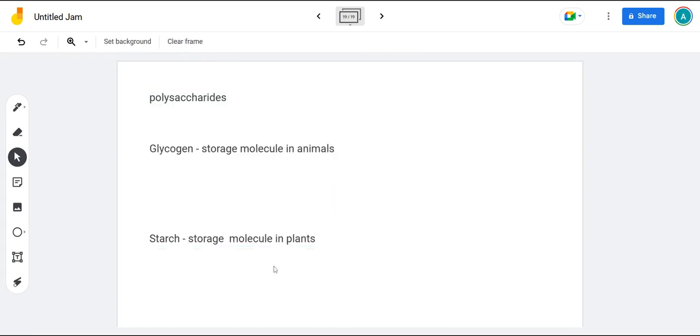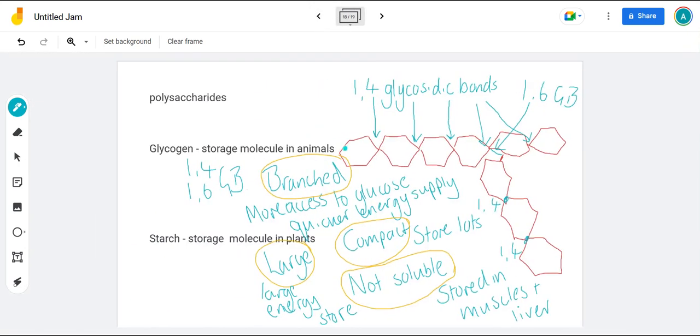So this time let's look at starch. Starch is our energy storage molecule for plants. And let's have a look at the structure of it. Glycogen was made of these glucose molecules in a chain with branches.